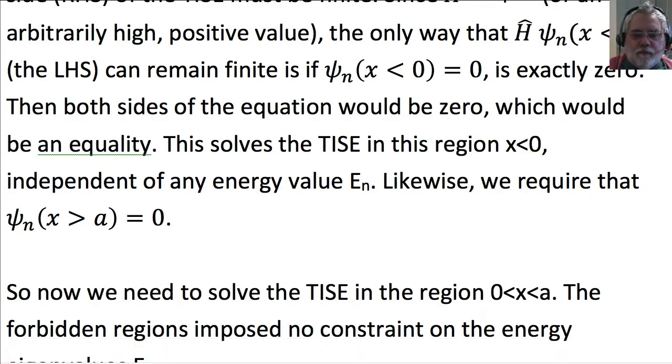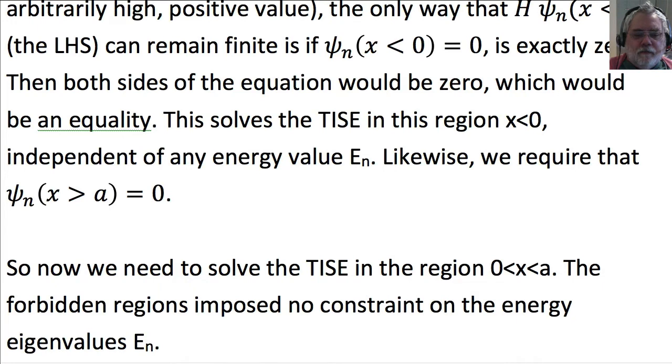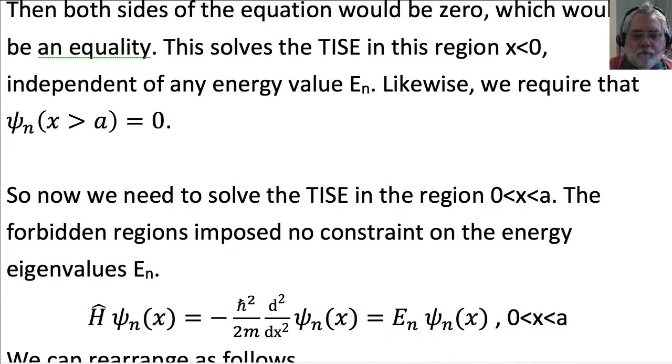Now we have to solve the middle region, 0 to a, the actual well, the inside of the box. The forbidden regions impose no constraint on the energy eigenvalues. We assume that we will get energy eigenvalues due to the center region. We'll see that.